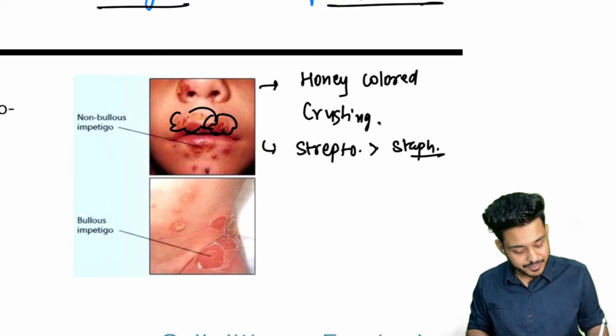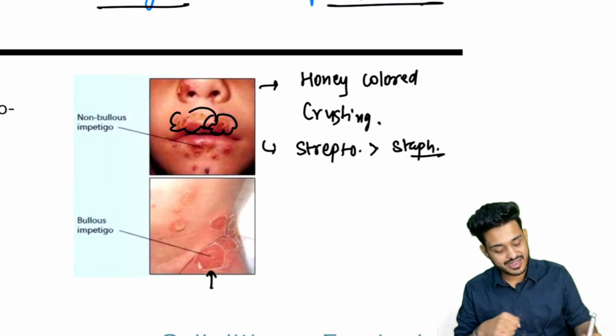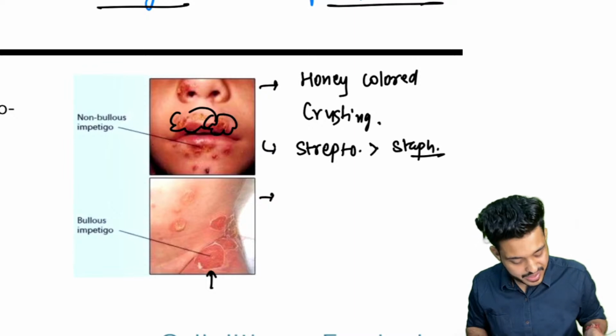Okay, bullous impetigo, look here. There was a bulla, then what will happen, the bulla will rupture and there will be a normal excoriation here, right? So there will be normal erosion over here, right?